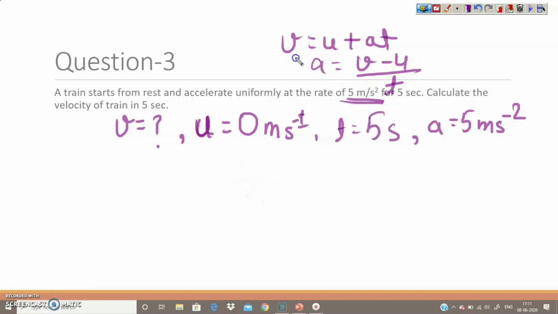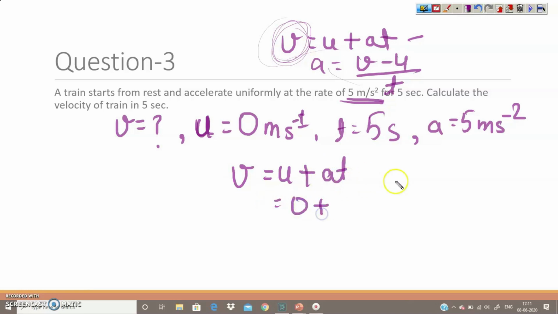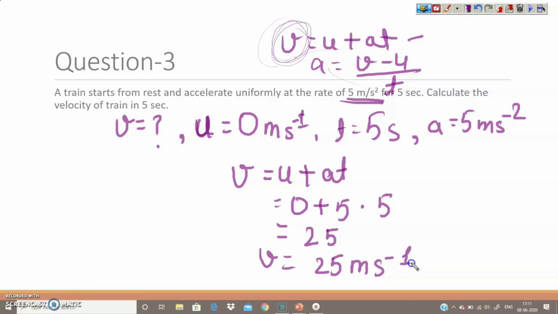This one is also derived from this, but this one will be easier because if you put the values, you'll get the answer on the right side. So let's use the first equation of motion here. It is v is equal to u plus at. Here u is 0, a is 5, and t is 5. When we multiply them, we will get 25. So here velocity is 25 meter per second.